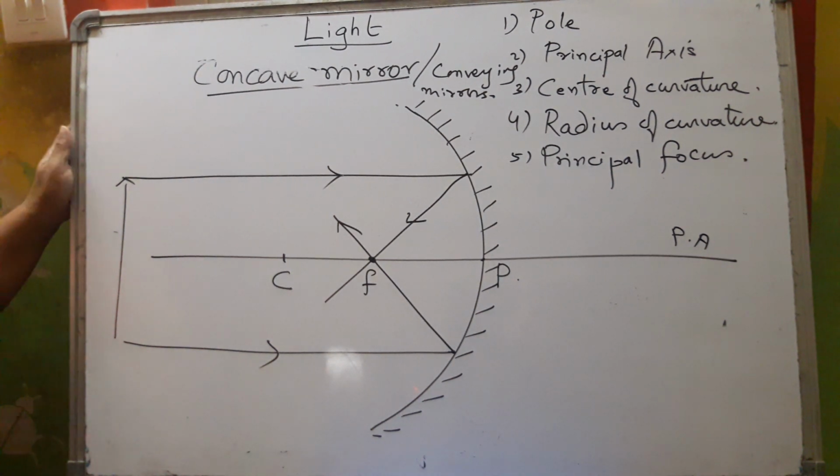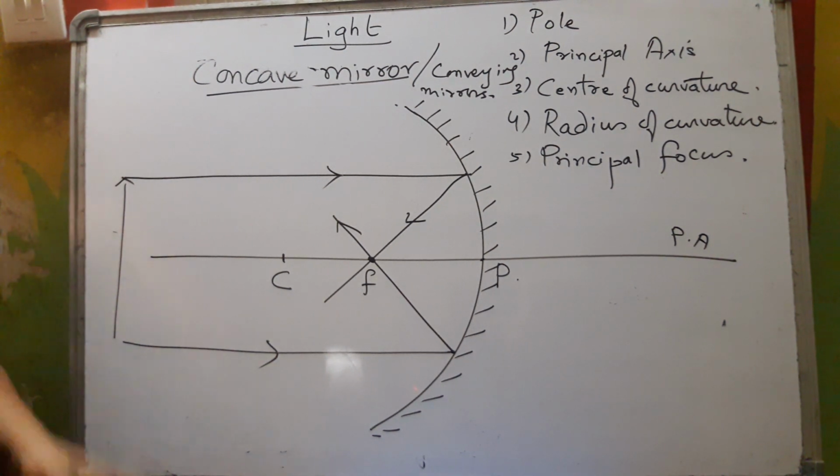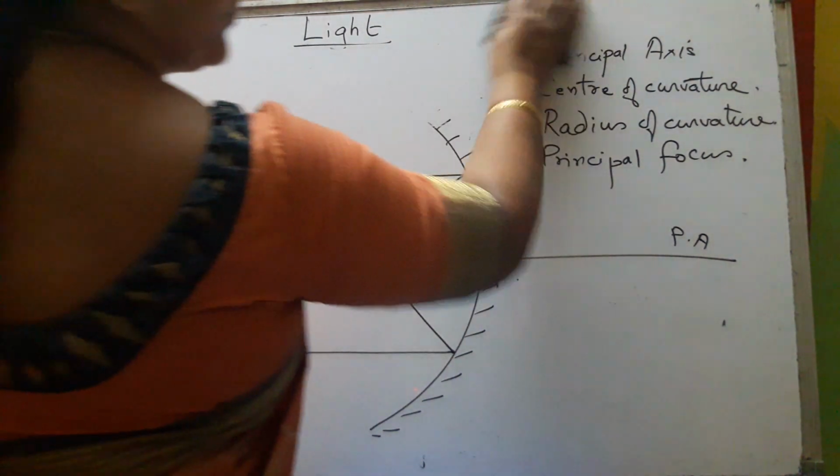We have 6 ray diagrams to be learnt for concave mirror. Before going into the ray diagrams, there are some rules to be followed to draw them. I will tell you one by one. I am going to talk only about concave mirror now.